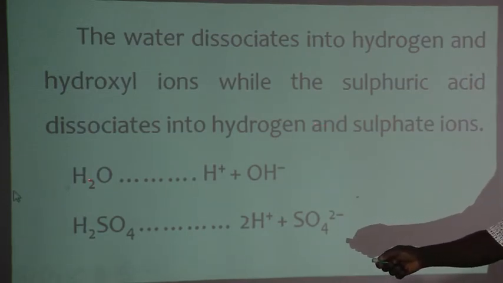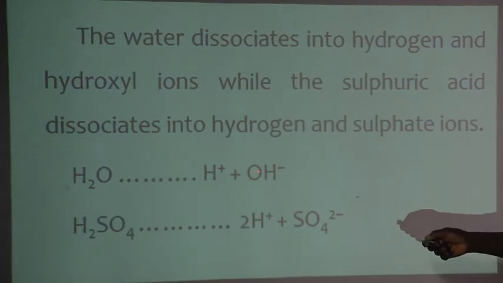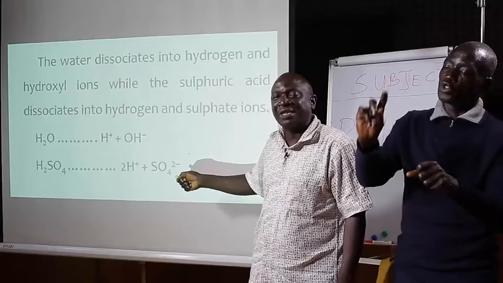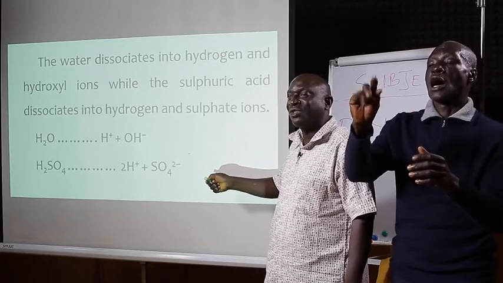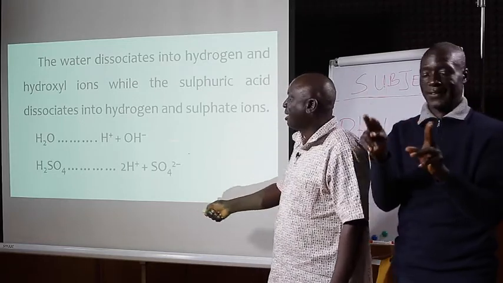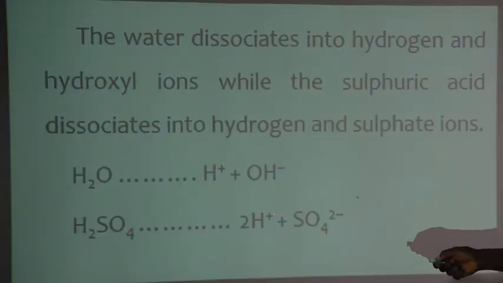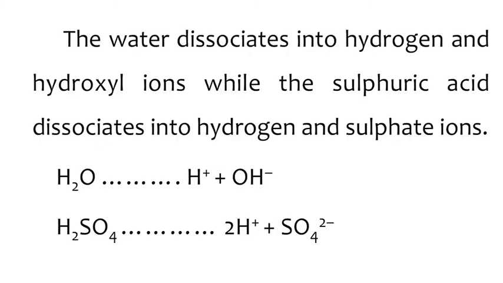So here we have water dissociating to form hydrogen ions and hydroxyl ions. The hydrogen ions are positive ions. The hydroxyl ions are negative ions. Then the sulfuric acid, H2SO4, dissociates to form hydrogen ions as well as sulfate ions. Hydrogen ions are positively charged, while sulfate ions are negatively charged.